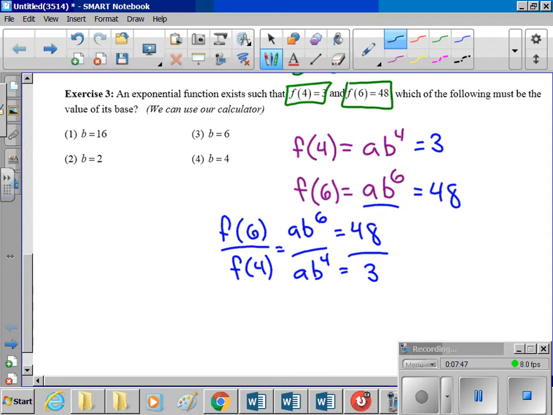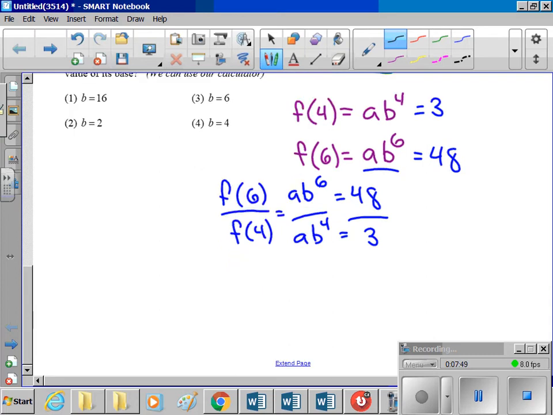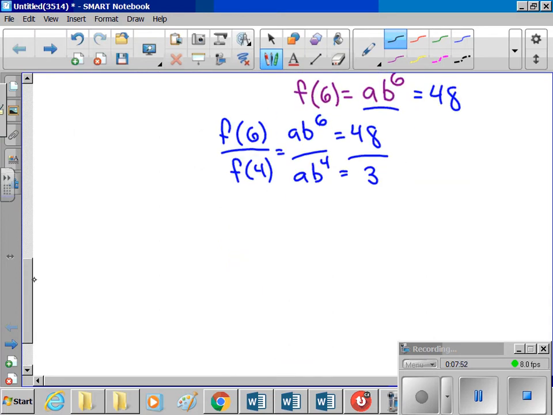Well, the ratio that gives us, our a's cancel now because they show up on the top and on the bottom. So we just have b to the 6th over b to the 4th equals 48 over 3, which is going to be 16. You can check that with your calculators.